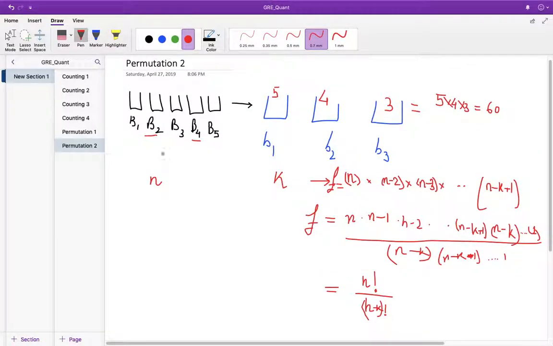So to be able to arrange n distinct elements in k buckets, considering each bucket has only one element, the answer turns out to be n factorial by n minus k factorial.